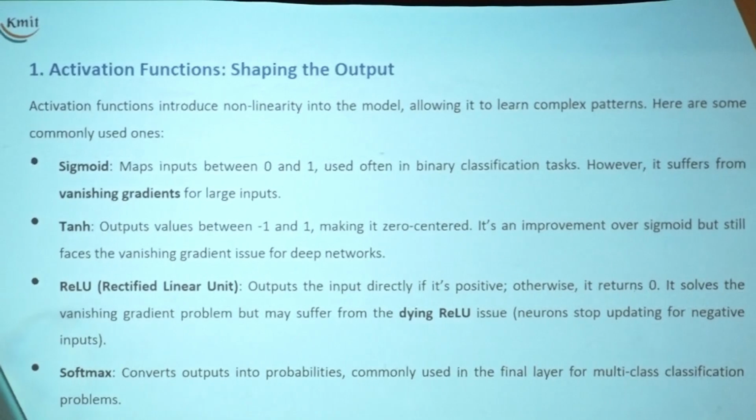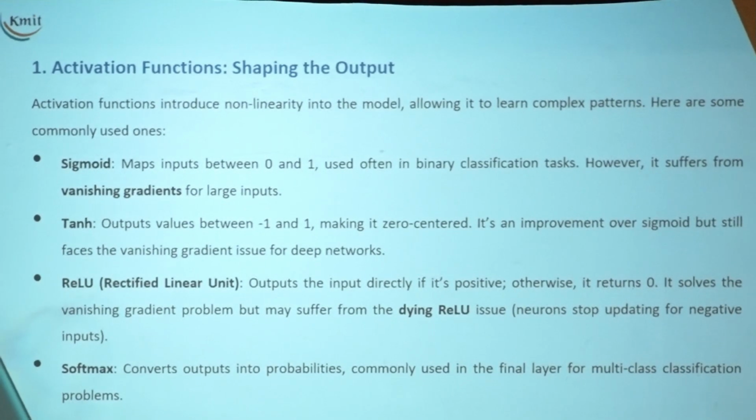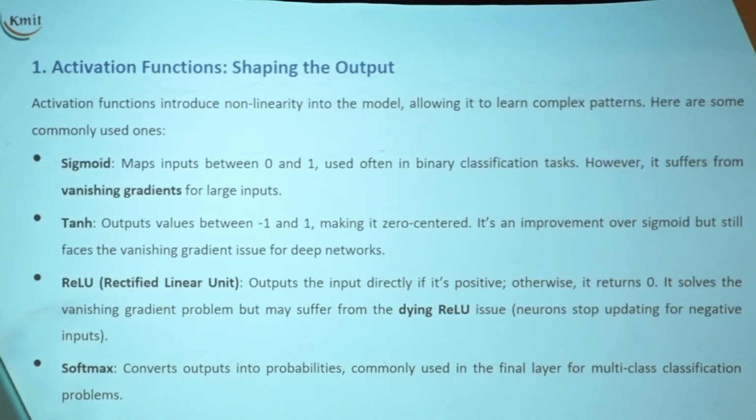When do we use sigmoid? For binary classification, where you want to map the input between 0 and 1, we use sigmoid. Basically, sigmoid is used in a hidden layer for a binary classification task. When you are looking into a classification task with binary values, for the hidden layers we will be using sigmoid.